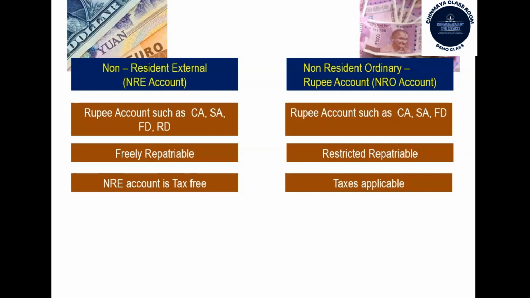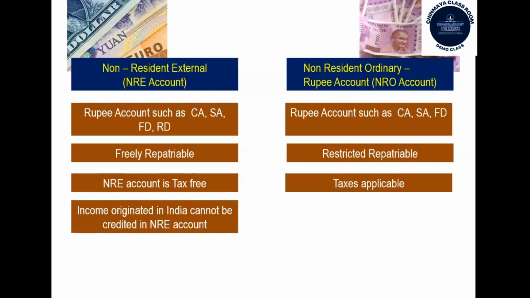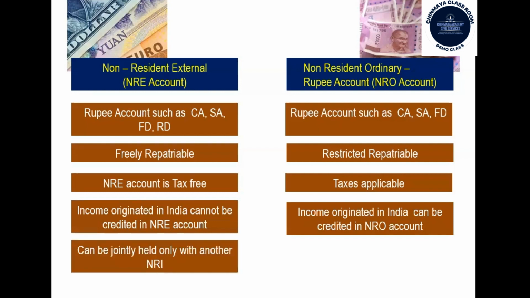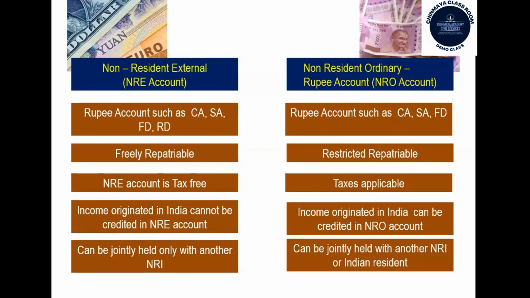Only when we make it tax free, they will be happy to bring the money over here. That is one reason. Second reason is NRE account, the person has already paid the taxes in the country in which they generated the cash. So we can't make a double taxation. Then income originated in India cannot be credited in NRE account. Income originated in India can be credited in NRO account. NRE can be jointly held by another NRI, but NRO account can be jointly held by an Indian resident and NRI. Okay, so these are the differences between NRE and NRO account.